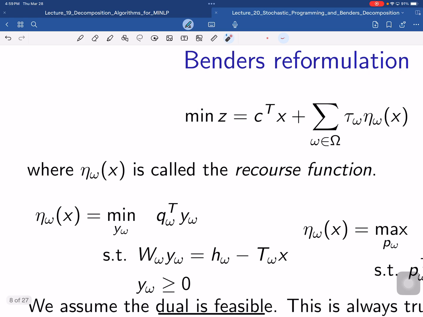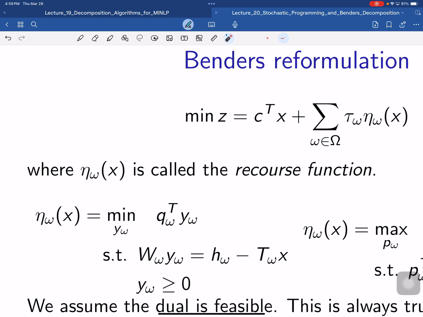So now, if you look at this recourse problem, you are given an X, then you want to minimize the second stage. In the newsvendor problem, it's saying if you fix the number of newspapers you already purchased, then for each scenario you are optimizing for the number of newspapers you should sell. That's what essentially this eta omega of X is doing.